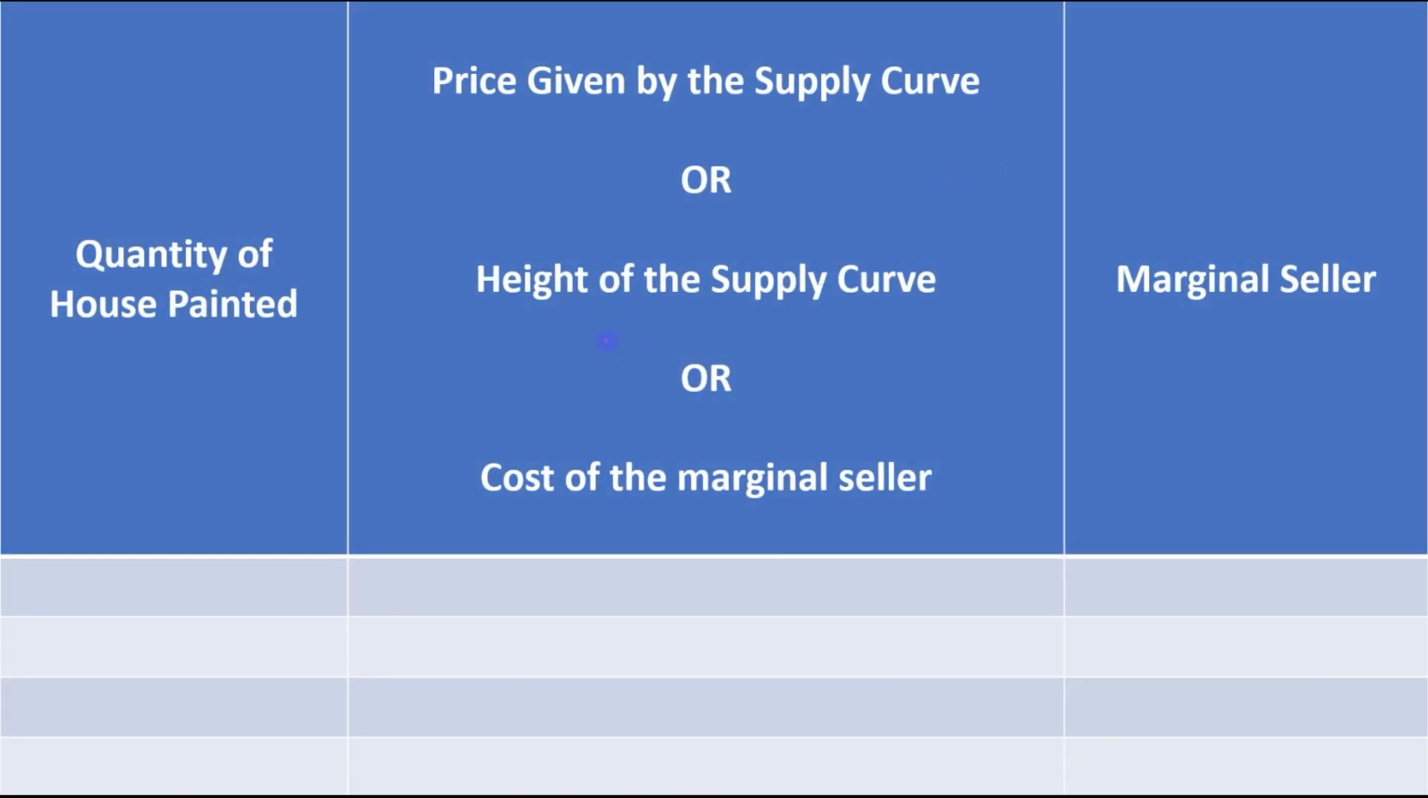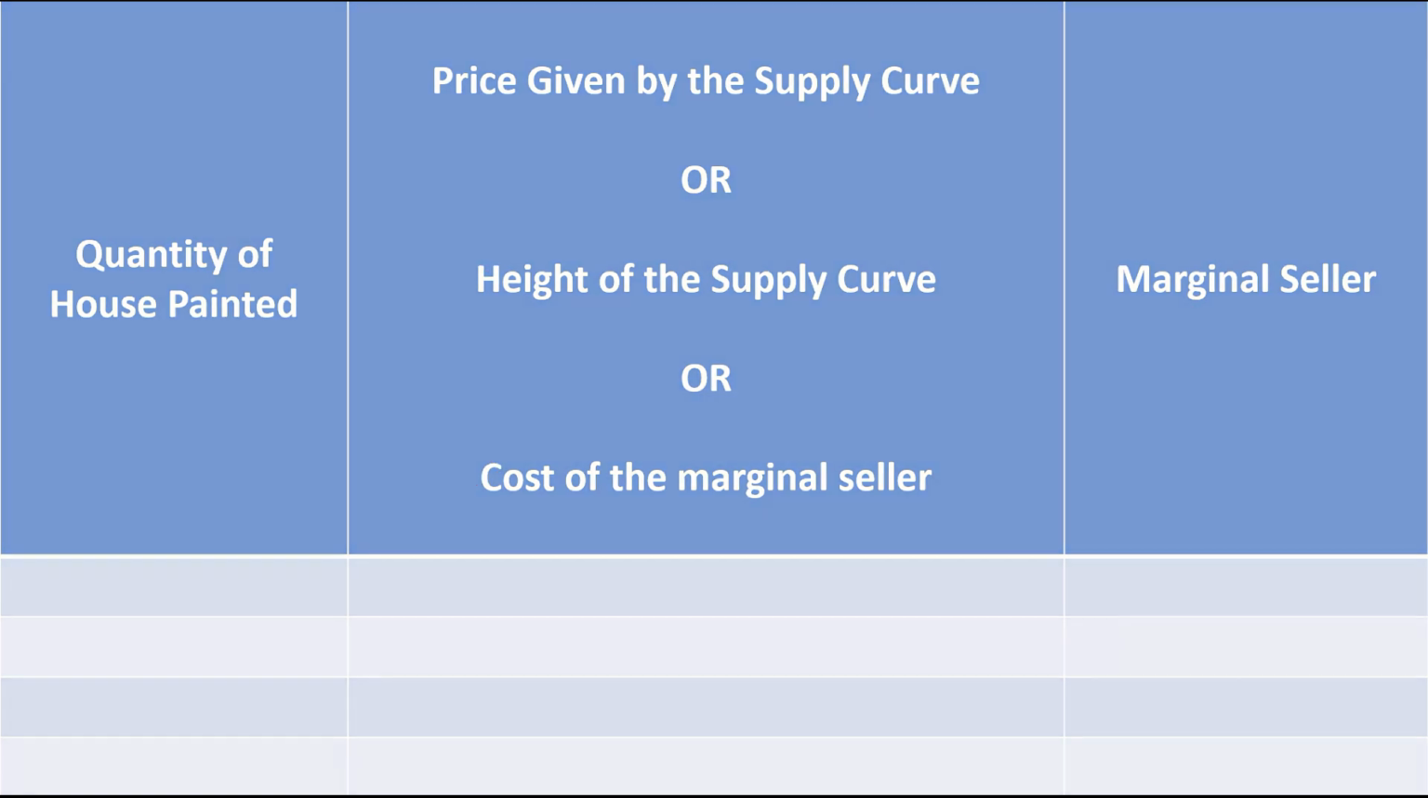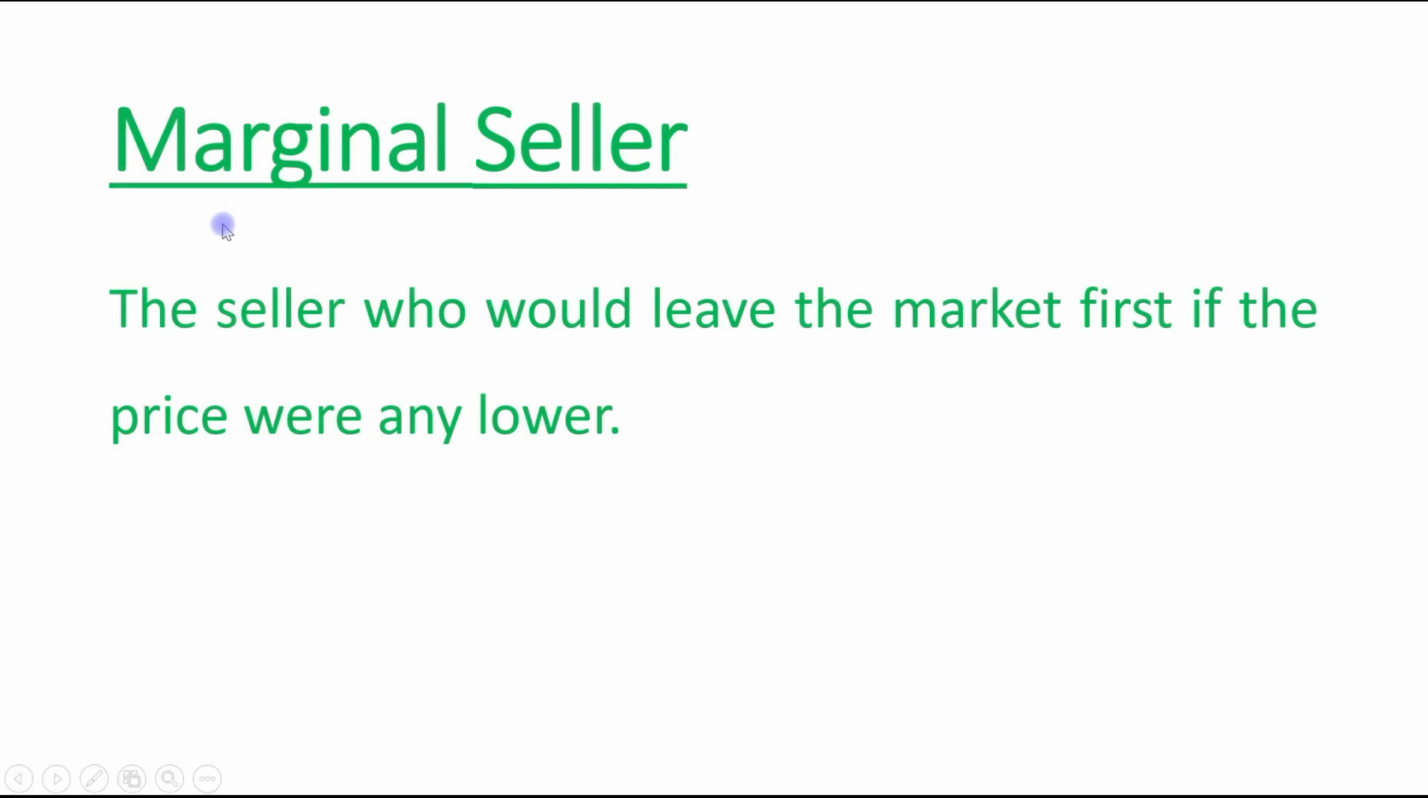Now we will see the relationship between the height of the supply curve and the cost of the marginal seller. But before going on to this relationship, I think we should first understand what is meant by a marginal seller. Marginal seller: the seller who would leave the market first if the price were any lower.